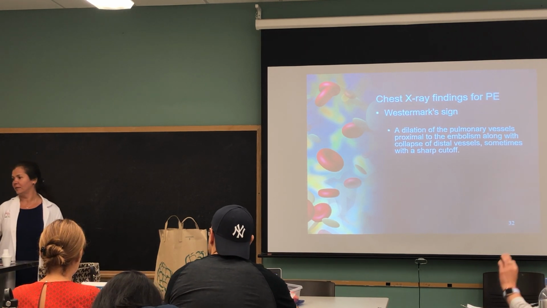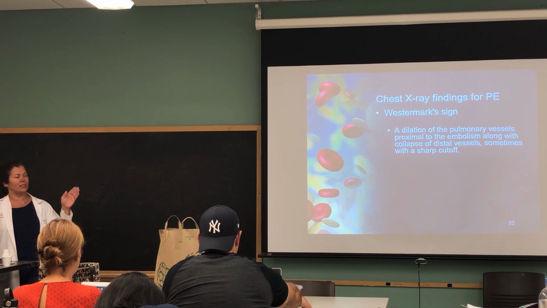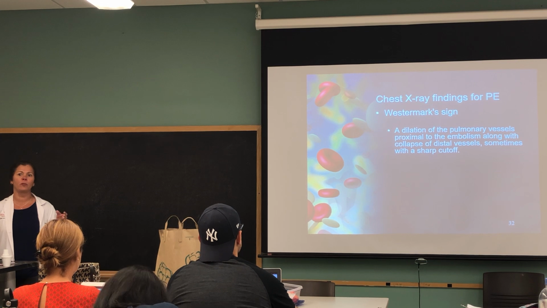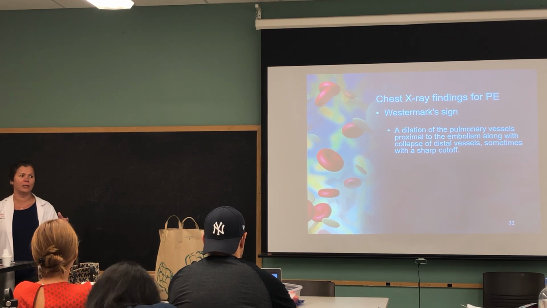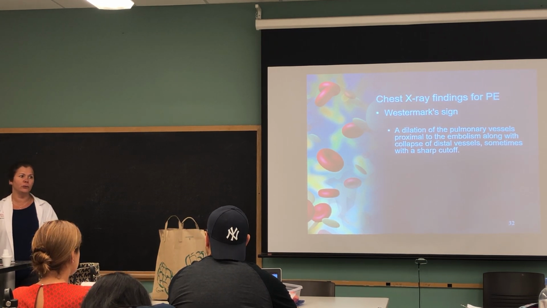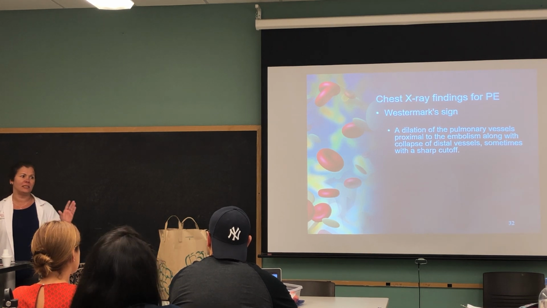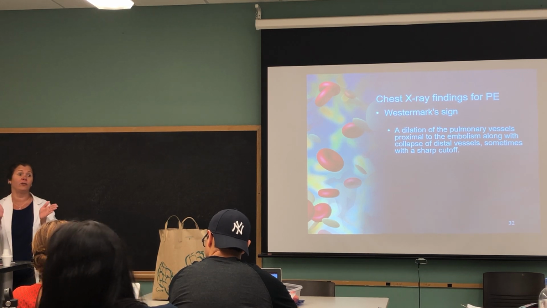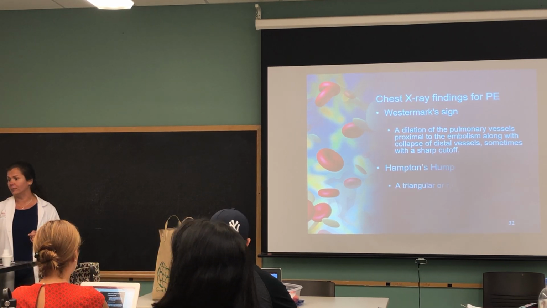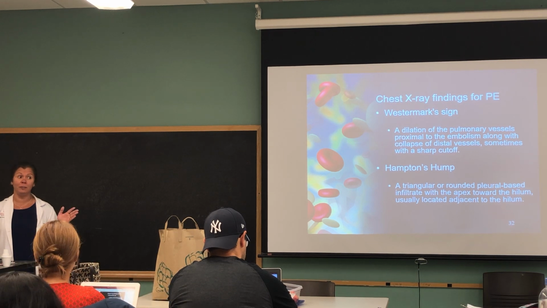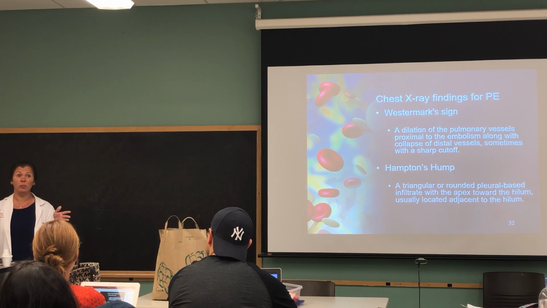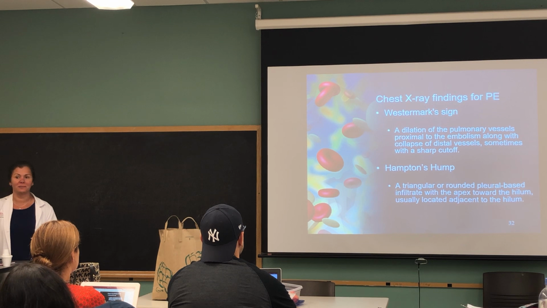All right? So this is what I was telling you, the Westermark sign or the Hampton hump. Those are indicators that there's hypoperfusion of the pulmonary tissue produced by the clot that can give you basically an opacity in a triangular shape on a chest x-ray, basically like a triangle of hypoperfusion, okay, on the lung. But I have seen so many PEs, and maybe 3% have this, so it's very, very rare to see.